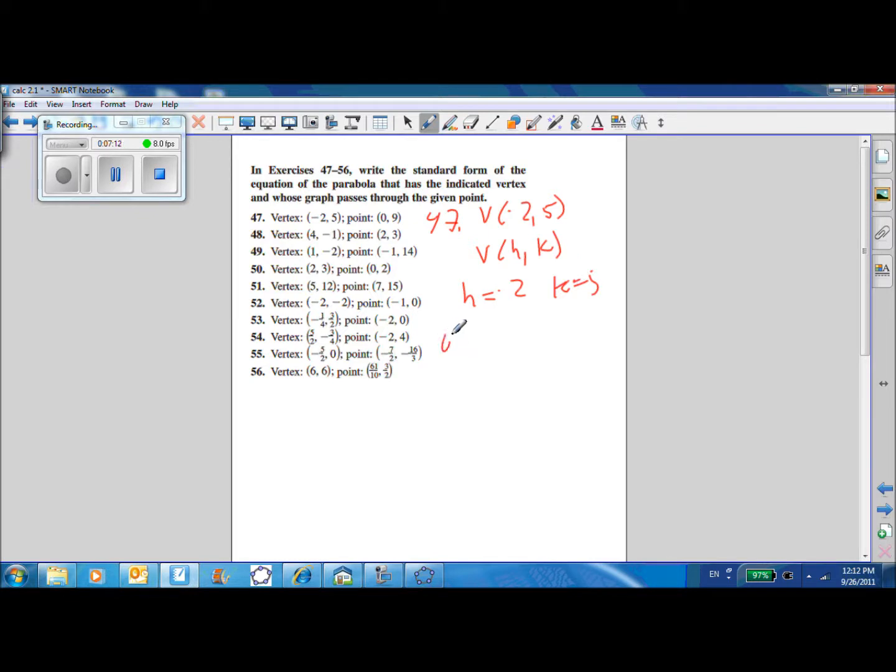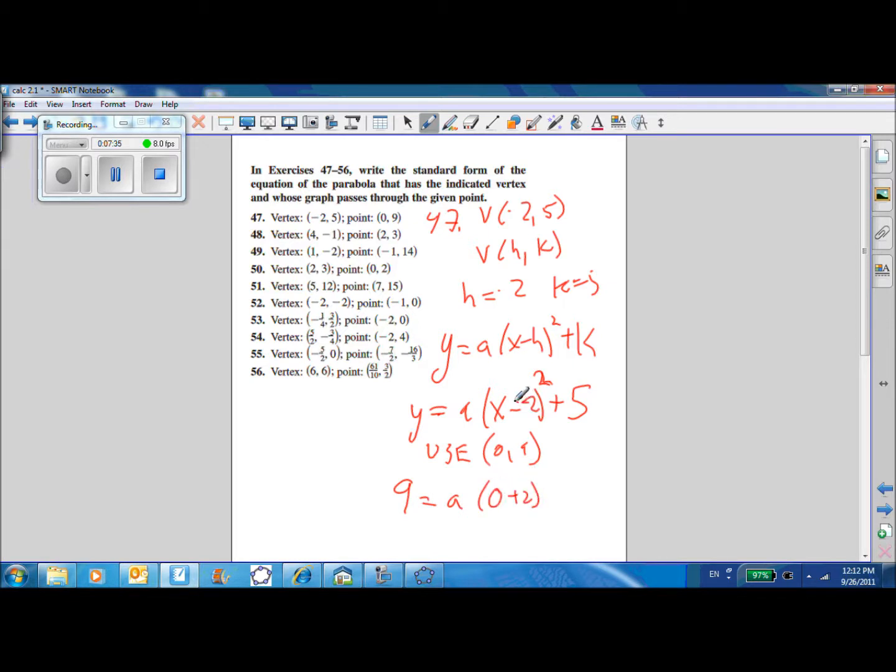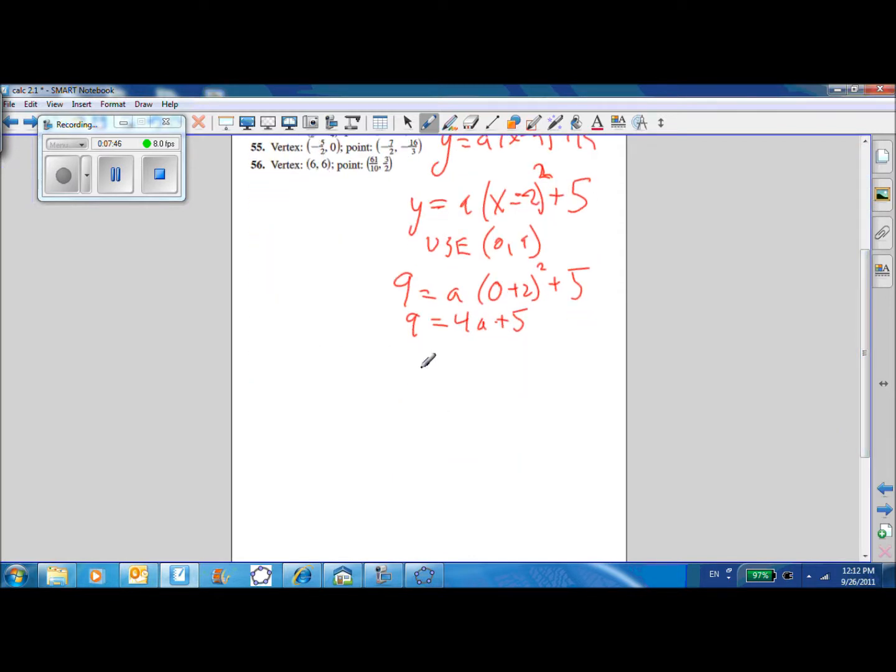We just have one unknown constant in the vertex form, y equals a times (x minus h) squared plus k. We can fill in h, which is -2, so (x minus -2) squared, plus k, which is 5. Now we can use the other point, (0, 9), to figure out what a is. Put 9 in for y and 0 in for x, because this was minus -2, remember. So we get 9 equals 4a plus 5. So 4 equals 4a, so a equals 1.